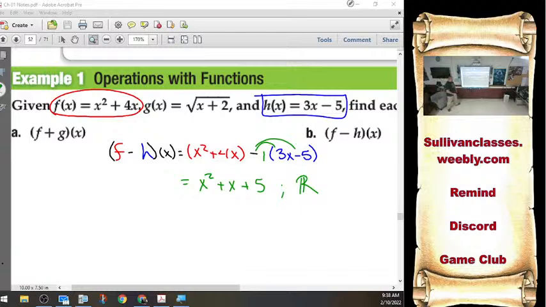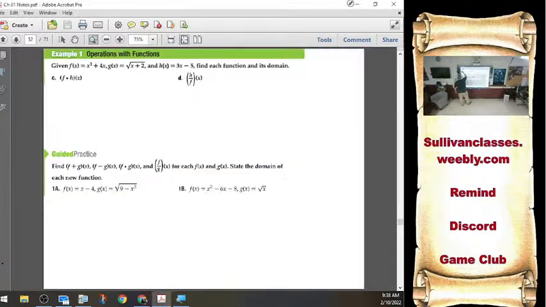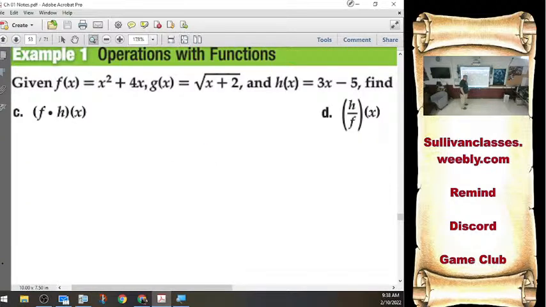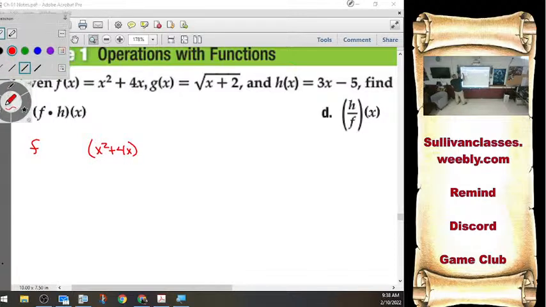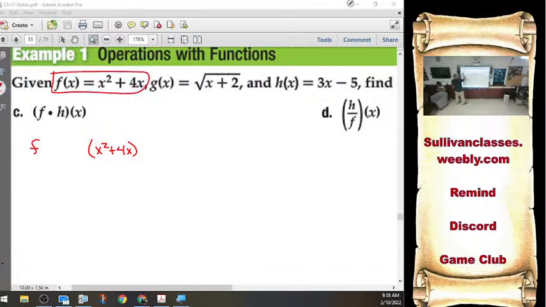So, if I can add and subtract functions, then I can also multiply and divide functions. Okay, part C and D, same stuff, but now we're going to multiply and divide. If I say the F rule times the H rule, that's x squared plus 4x. Suppose I should do this thing again. There we go. And the H rule.